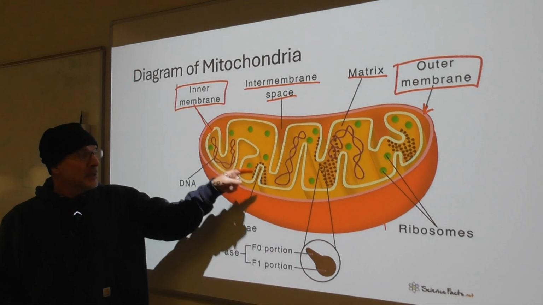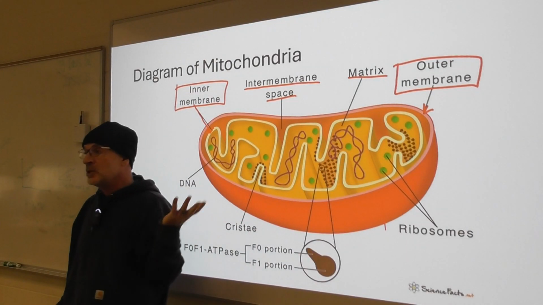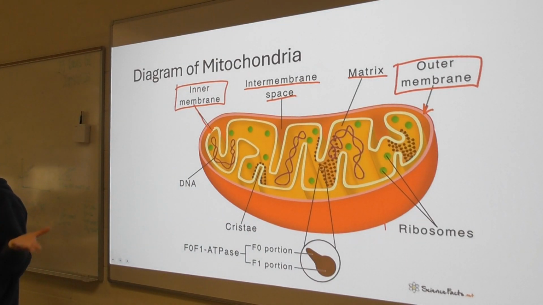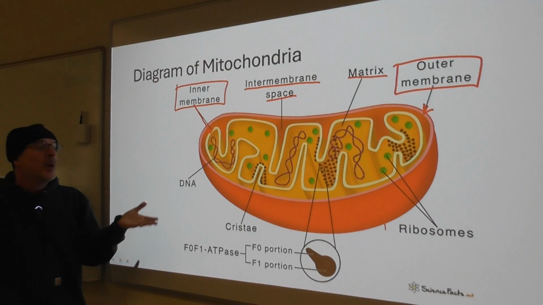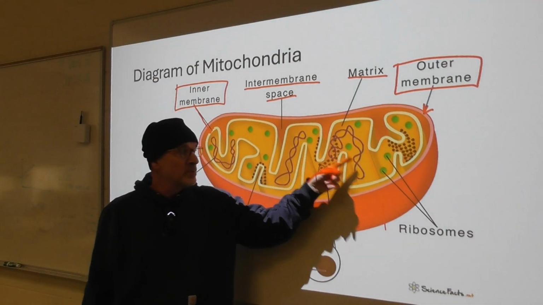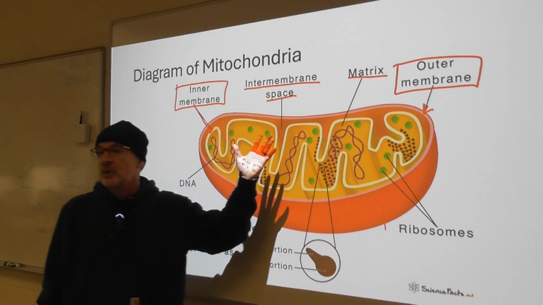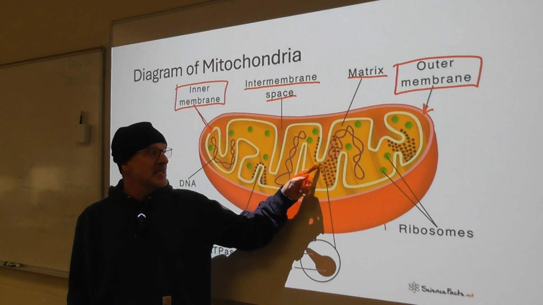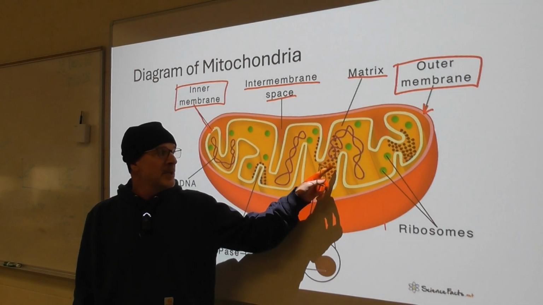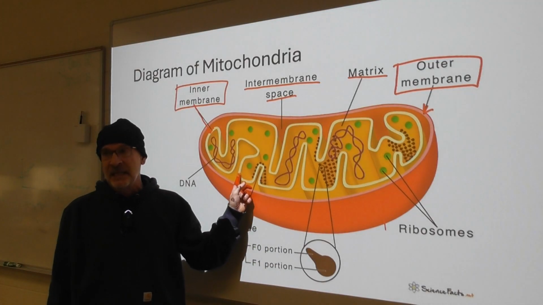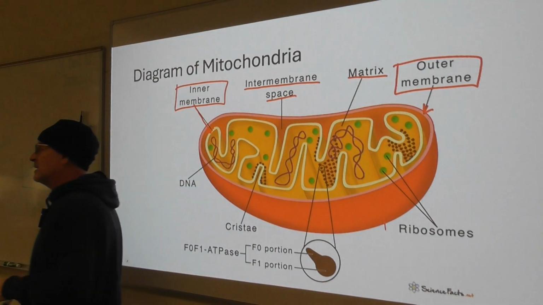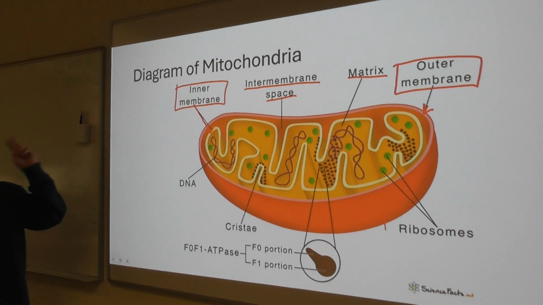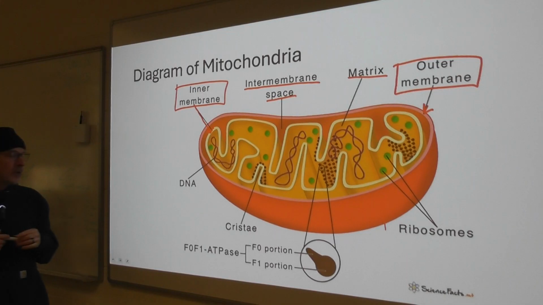There's also DNA in mitochondria, which you should know already because we talked about the endosymbiotic theory and how mitochondria and chloroplasts have their own DNA. Because there's DNA, there's ribosomes that make proteins, so those are in there as well. And then the other thing that this diagram shows is ATP synthase. This is where ATP is made. These little ATP synthases are embedded in the inner membrane. We'll look at those in more detail. But the inner membrane, outer membrane, intermembrane space, and the matrix are the most important things for you to have a visual of, and the vocabulary that goes along with it.